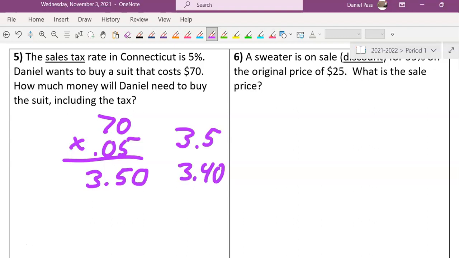3.4 would be 40 cents, right? So be careful about that, please. Okay, now what? Are we done? No, because we need, how much money does he need? That's the final selling price.